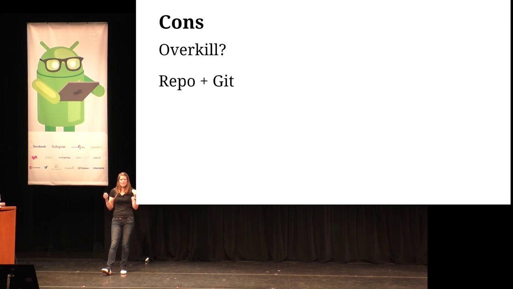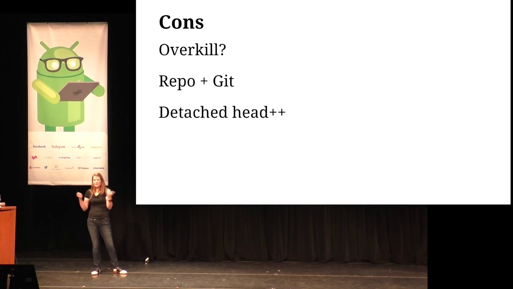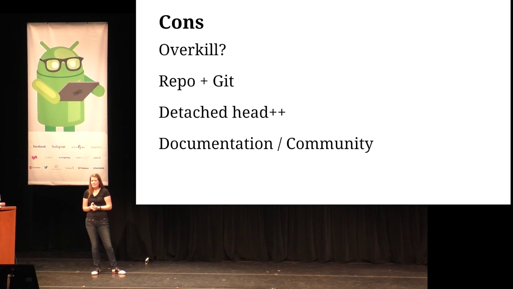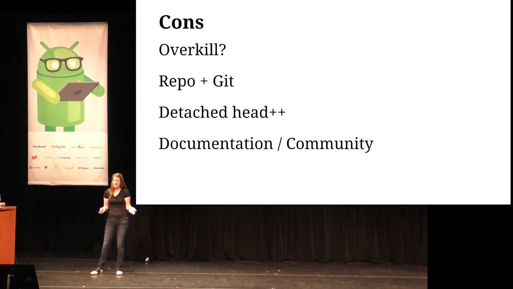Not only do you now have to think about how Git is working with your code, you have to think about how repo is working with your code, and specifically, how repo is executing Git commands on your behalf. So you've just added another layer that you need to remember. You also now have more detached heads, and if you didn't like that part of submodules, you're not going to like it here either.